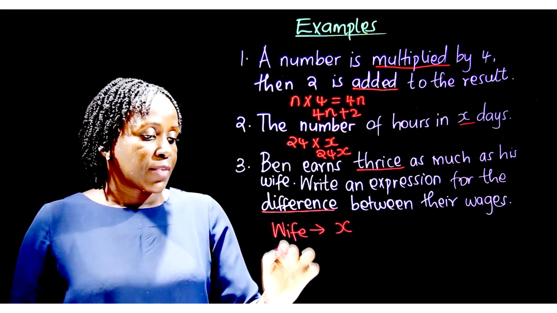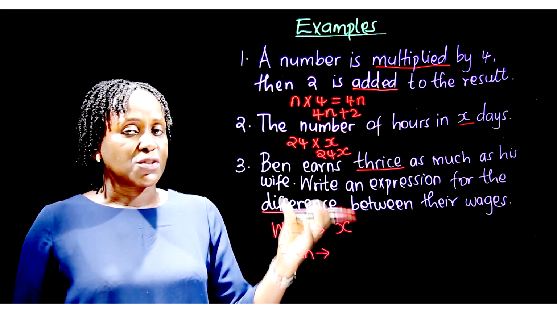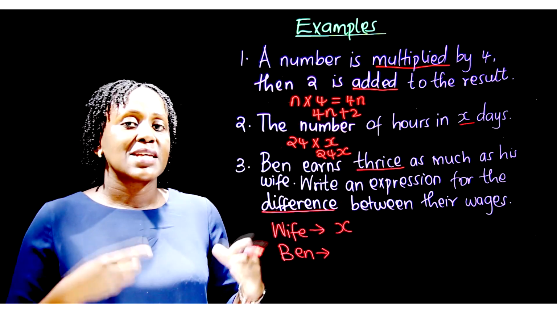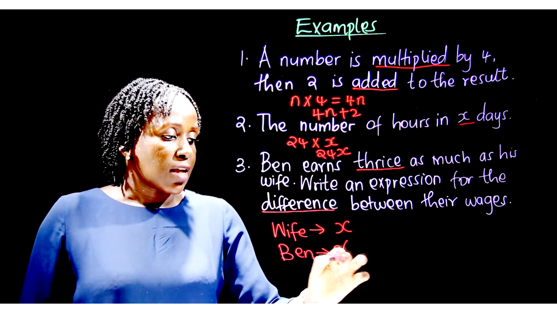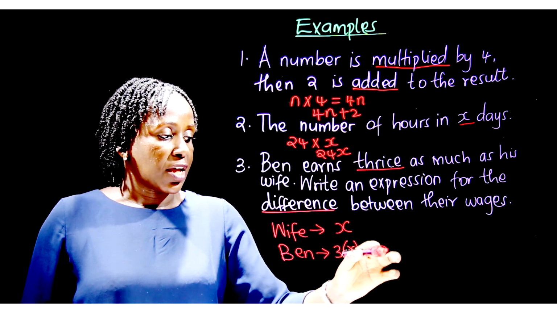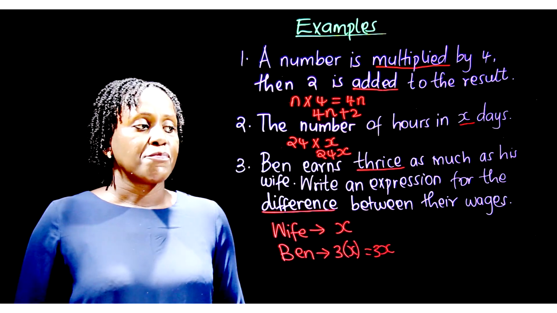Now, Ben earns thrice as much as the wife. So we said thrice means times 3. So 3 times X. And 3 times X is the same as 3x. So if the wife earns X, Ben earns 3x.